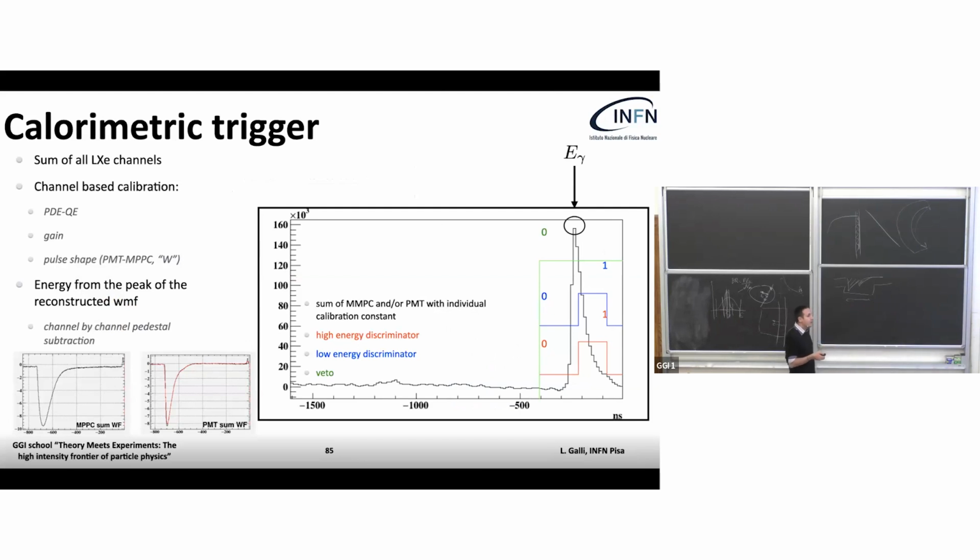We take channel by channel, we remove the pedestal, which is an arbitrary value channel by channel, we calibrate for the PDE, quantum efficiency, gain, pulse shape, and so on, and we sum up all together. Finally, we end up with this waveform, whose baseline is centered at 0, which is 0 MeV, whatever it is. Then it has this pulse here, and we cut on the height of this pulse, and our energy estimator is just a peak.